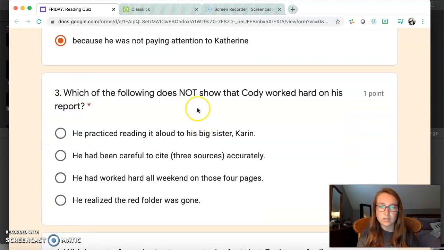So which of the following does not show that Cody worked hard on his report? So which one does not show that? He practiced reading it aloud to his big sister Karen. It said that in the passage, that he did do that. He had to be careful to cite 3 sources accurately. He was careful, he talked about that. He had worked hard all weekend on those 4 pages. Well, I know in the text it said that. Or he realized the red folder was gone. Well, that doesn't really show that he worked hard on it. That's just like a thing that happened to him. So it would definitely be that.